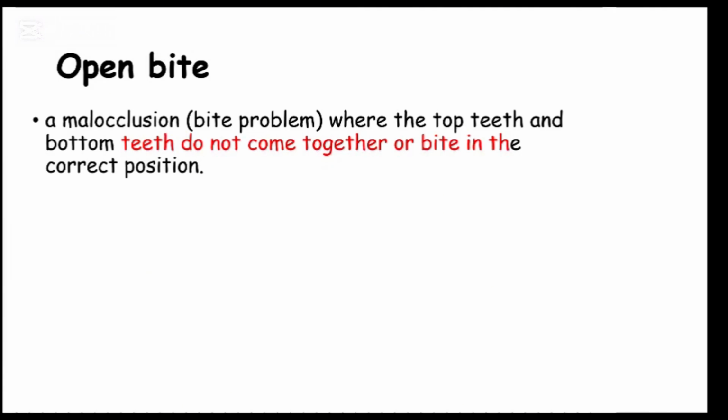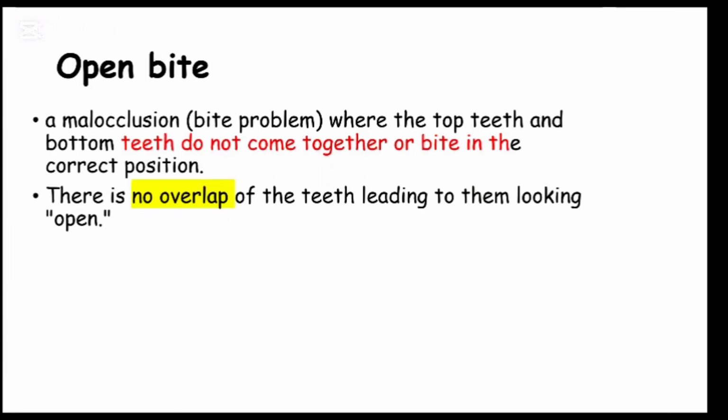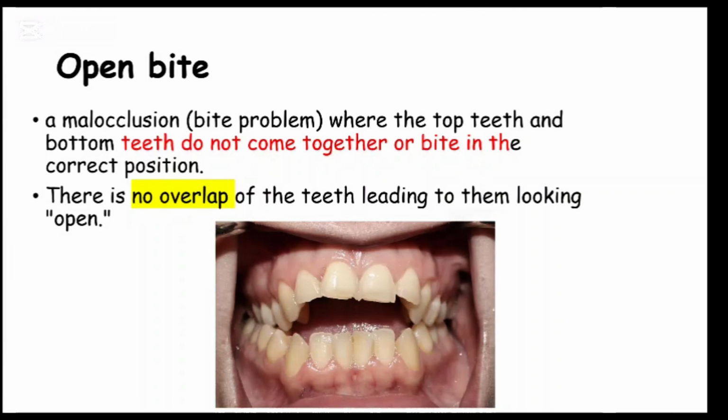Next is open bite. Open bite is a malocclusion where the top teeth and bottom teeth do not come together in a bite. This means there is no overlap of the upper and lower front teeth, thus leading them to look open. You can see in this picture there is no overlap of the front teeth of the lower and upper incisors, no contact, and thus they look open.